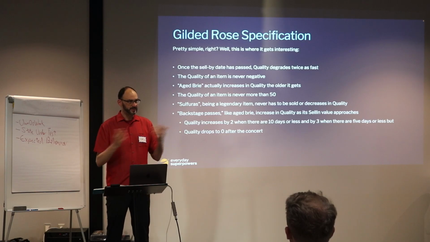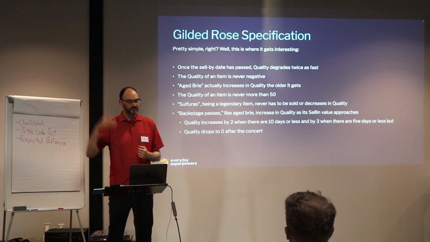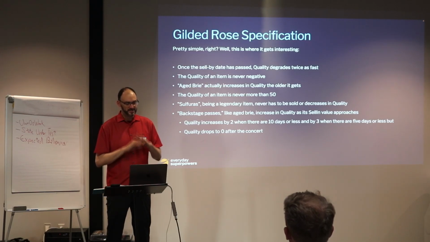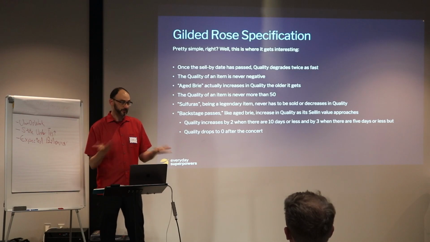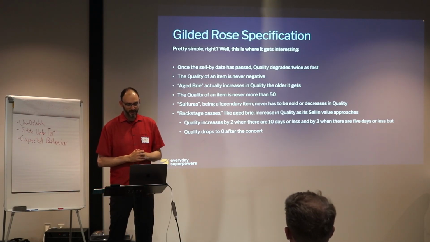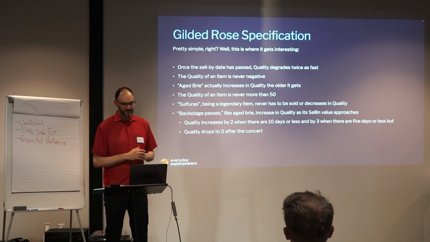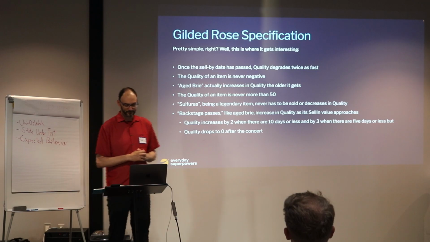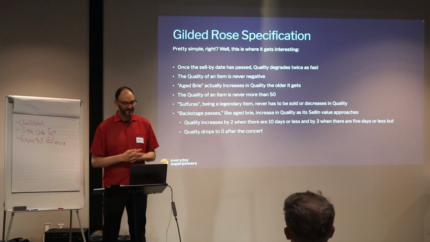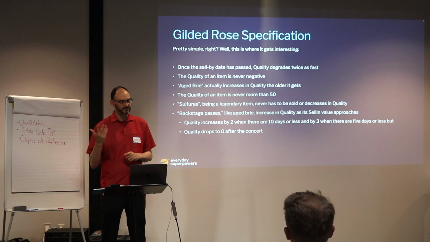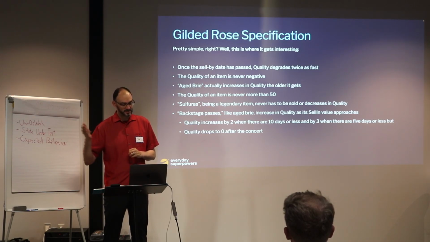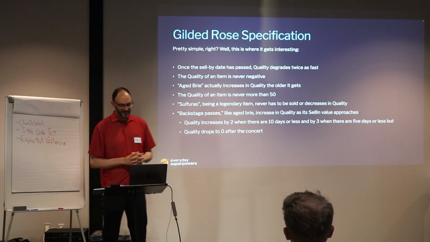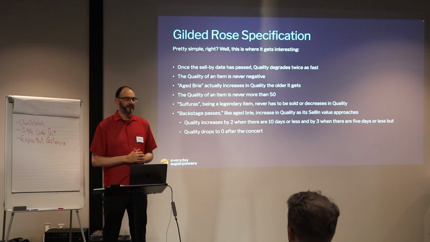Aged Brie, an example of an item that they sell, actually increases in quality the older it gets. The quality of an item is never more than 50. Sulfuras, another item, being a legendary item, never has to be sold, so it doesn't have a sell-by date, and it never decreases in quality. Backstage passes, like Aged Brie, increase in quality as the sell-in value approaches. Quality increases by 2 when there are 10 days or less, and by 3 when there are 5 days or less, but quality drops to 0 after the concert.